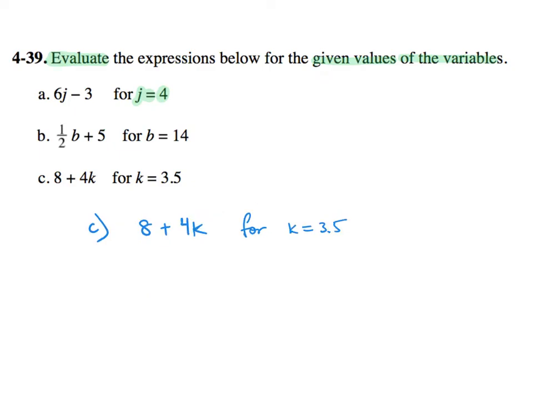I wanted to start letter C just to make sure you're not adding the 8 plus 4. That will be wrong. Remember, after substitution, we have to follow order of operations, so you're not allowed to add. You have to multiply first. So I'm substituting the letter K using parentheses with the number 3.5, or 3 5/10. So writing it here in the parentheses.